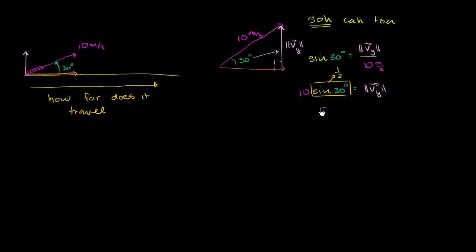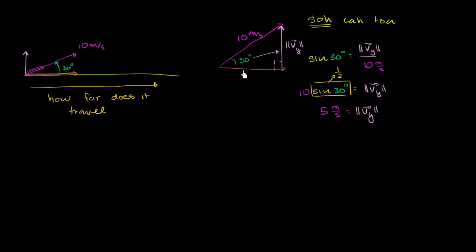So, and I forgot the units there. So it's 5 meters per second is equal to the magnitude of our vertical component. It's equal to the magnitude of our vertical component. So what does that do?